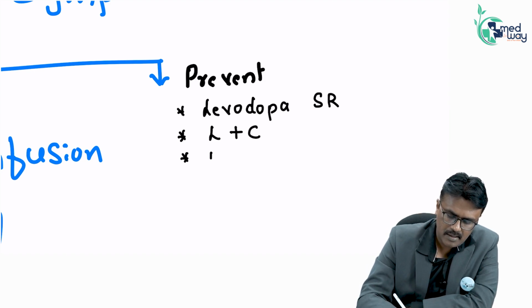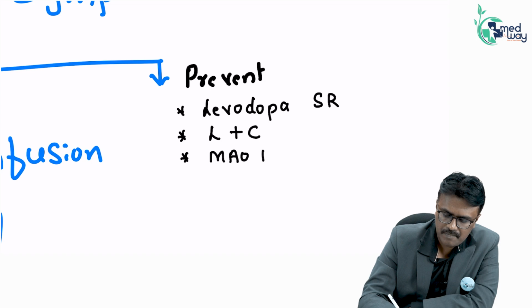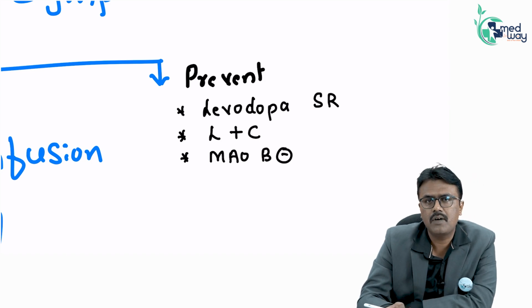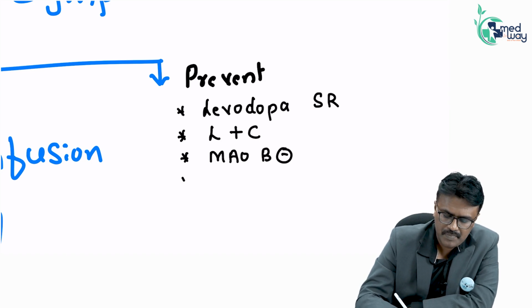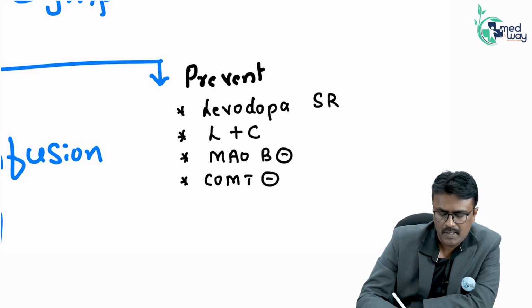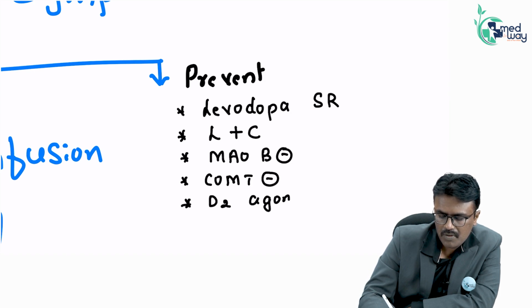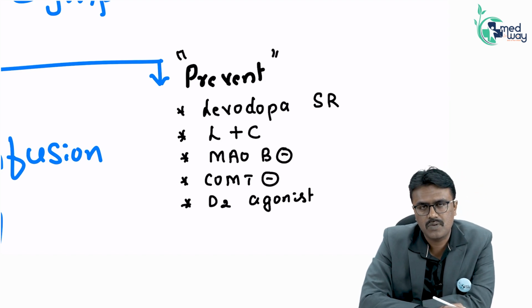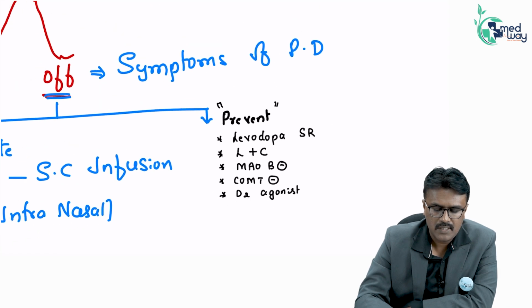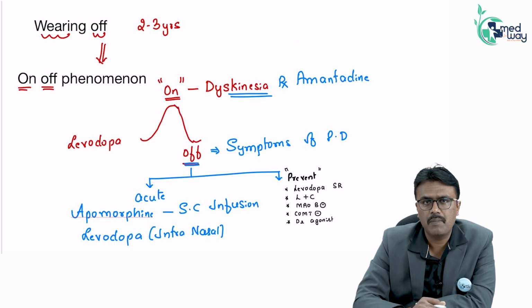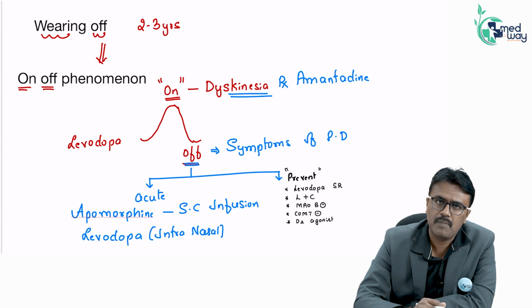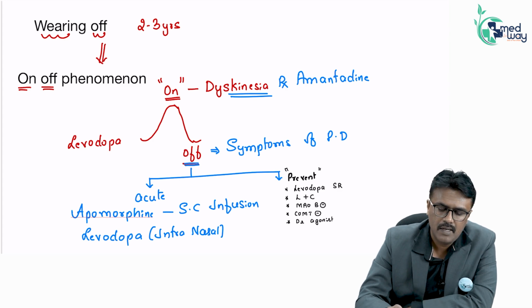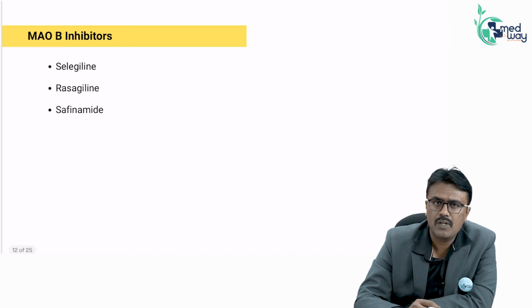The other strategies are to use MAO-B inhibitors. If I inhibit MAO-B, the dopamine levels will be more. Or I can use COMT inhibitors, or I can stimulate using a D2 agonist. So these are the strategies to prevent off episodes. So that is in detail the pharmacology of dopamine and levodopa. Once we are done with that, let us go to the other targets.